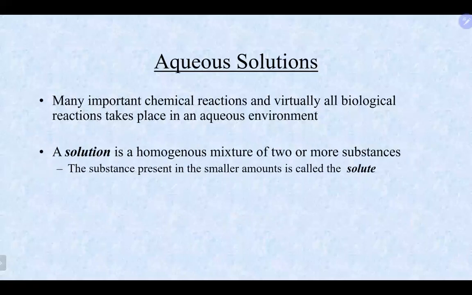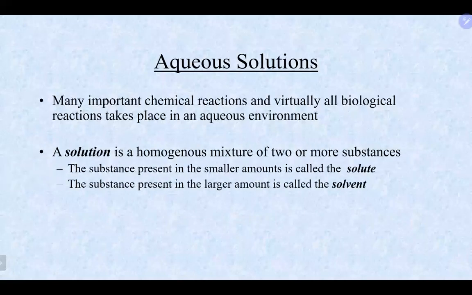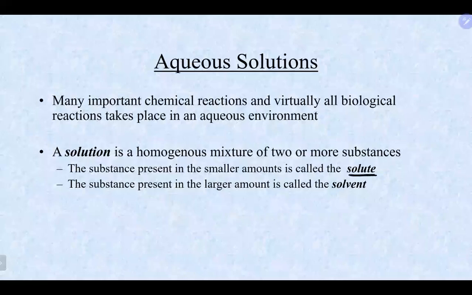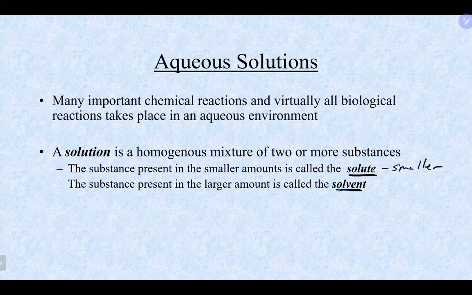So an aqueous solution: pretty much all biological and a lot of chemical reactions take place in an aqueous environment. And a solution is actually a homogeneous mixture of 2 or more substances together. Homogeneous, if you remember, means everything mixes, everything looks the same throughout. It just looks like one thing. And there are really 2 parts to a solution. There is the solute, which is the smaller part, and there is the solvent, which is the larger part of a solution.